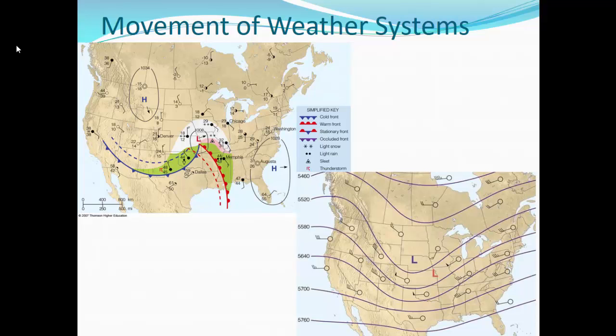The upper level low is the L in purple, and that is in the base of that trough. And you can see in the base of that trough that winds are converging in the upper levels as they enter that trough, in the entrance region of the trough, and in the exit region of the trough, let's say over Missouri and Iowa and Illinois, Indiana, winds are diverging away from themselves.